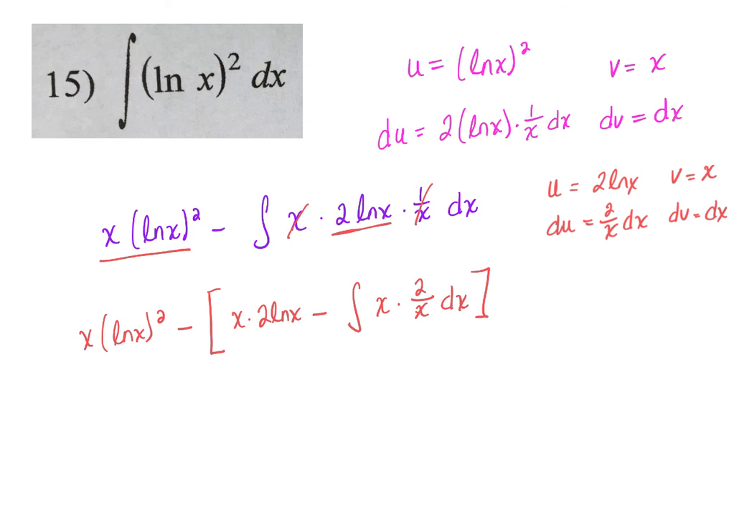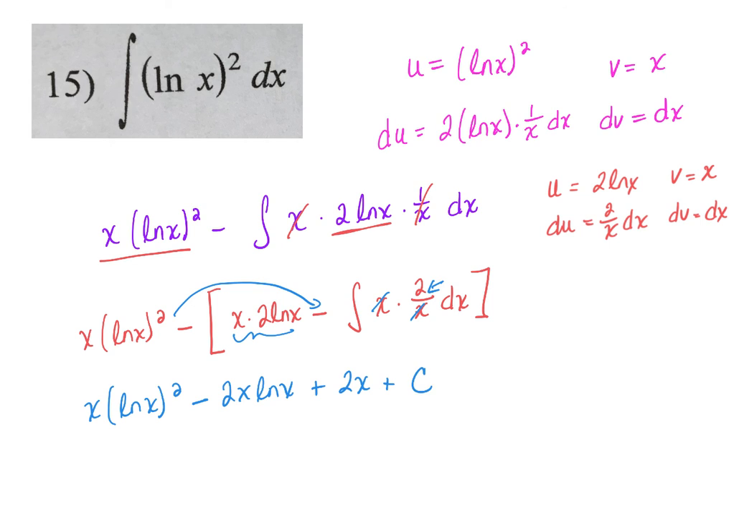And then finish this out, leaving this part x ln of x squared minus, and I'm just going to write this a little bit neater, 2x ln of x. Think of this as distribution, so now I'm going to say plus. These x's cancel, so I'm really just taking the antiderivative of 2, which is 2x plus c. And this would be your final answer here for this integration.